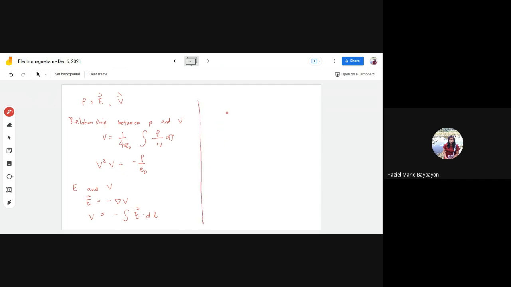And then we also have equations relating rho and E. E is equal to 1 over 4 pi epsilon naught integral of rho over r squared, r hat, d tau. And then we also have the divergence of E, which is equal to rho over epsilon naught. This is the differential form of Gauss law. And then we have this one: the curl of E is equal to 0.